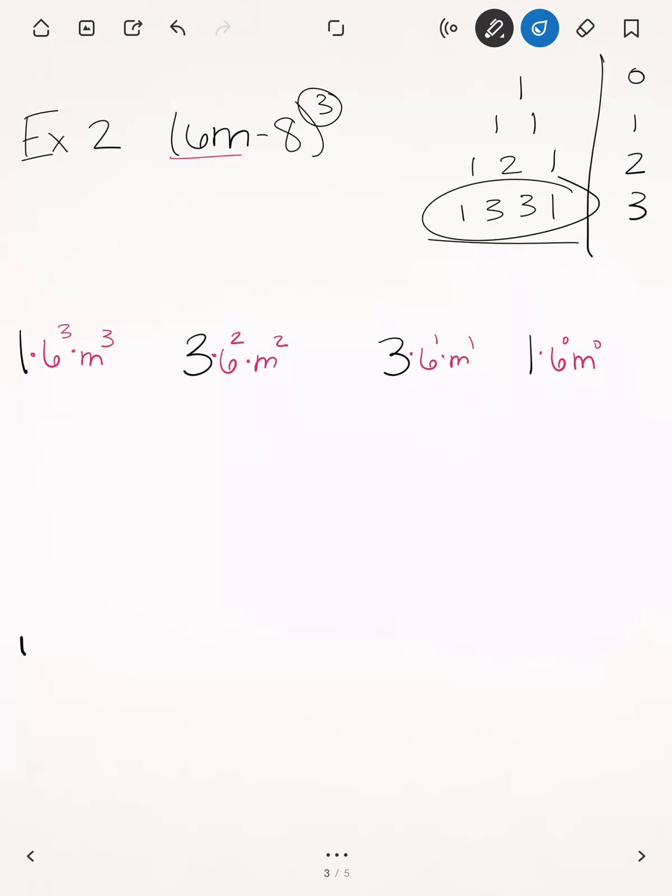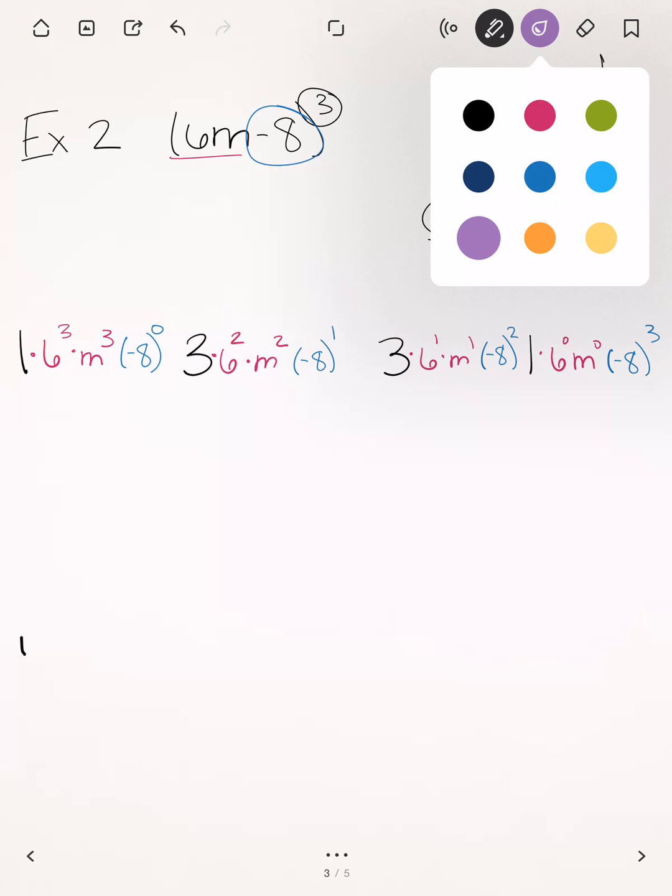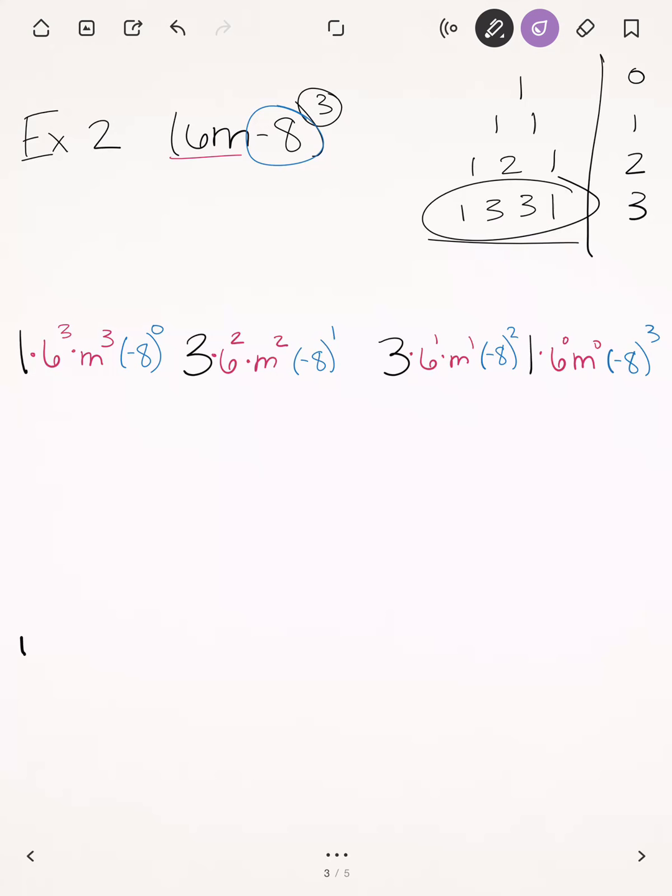Then I go to my second term, the negative 8. It goes the opposite way. So negative 8 to the third, negative 8 squared, negative 8 to the first, negative 8 to the 0. So your first term goes left to right, your second term goes right to left, and they're both descending. Now I just multiply and start simplifying.